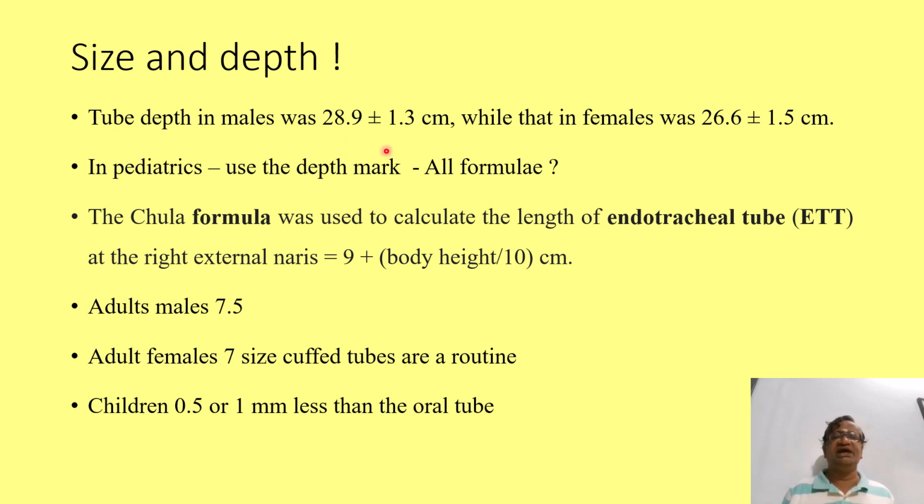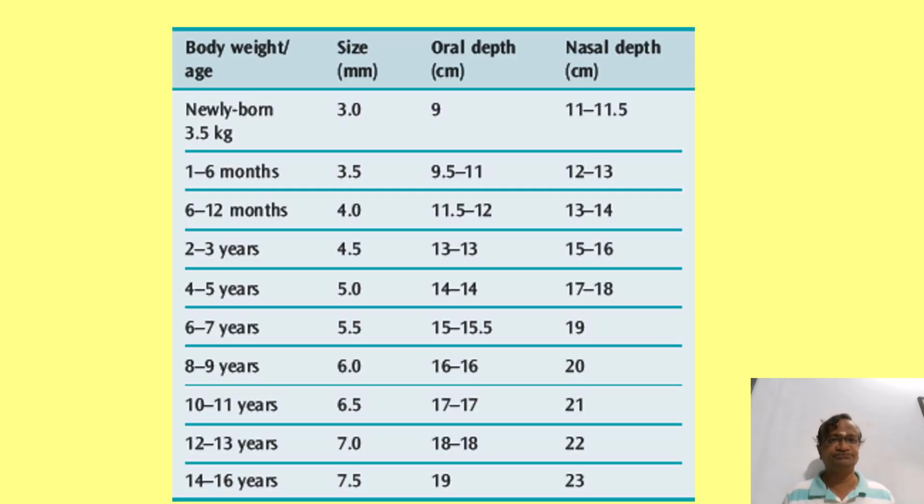Tube width is 29 centimeters while depth is 26 centimeters. Use the depth mark. The Chula formula is there: 9 plus body height by 10 centimeters. Adult male 7.5, female 7. The depth is always there, but we always have the marker. Fix the marker properly.